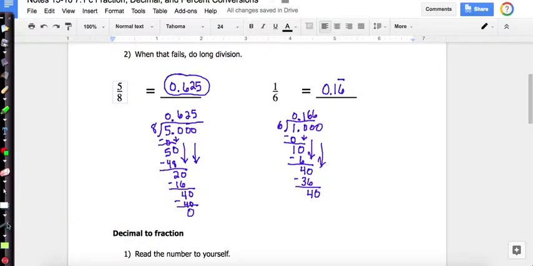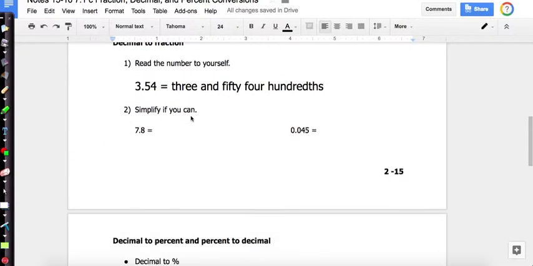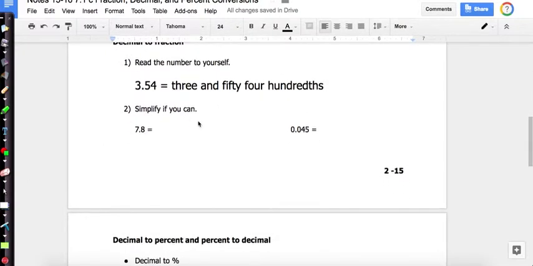Okay, now let's learn how to change a decimal to a fraction. So we did fraction to decimal, now we're doing decimal to fraction. It says read the number to yourself. So 3.54 would be read as 3 and 54 hundredths. And step 2 is simplify as much as you can. So let's practice 2 here.